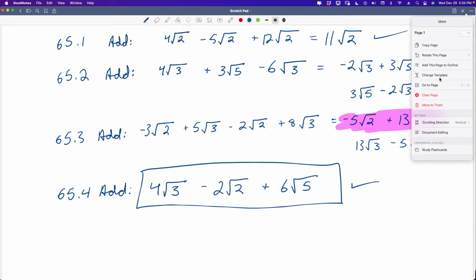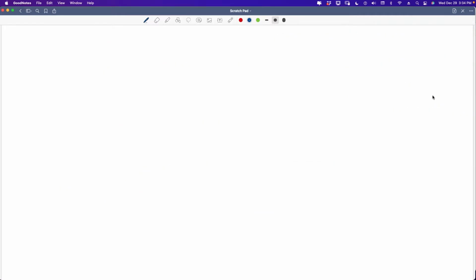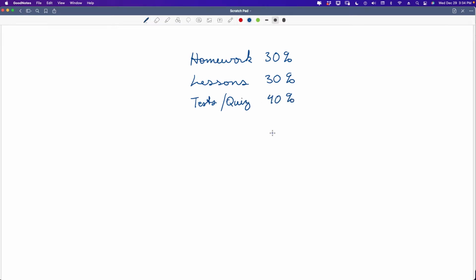Let's talk about weighted averages. A weighted average is something that your teacher uses, primarily me, for your scores. Like, for instance, this class is set up so that homework is worth 30% of your score. Your lessons are worth 30% of your final score. And your tests and quizzes are worth 40% of your score.